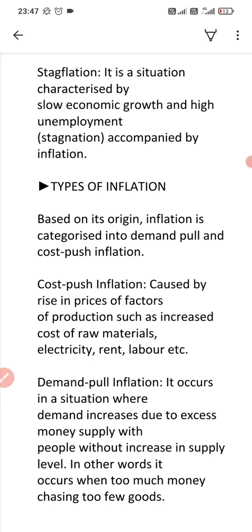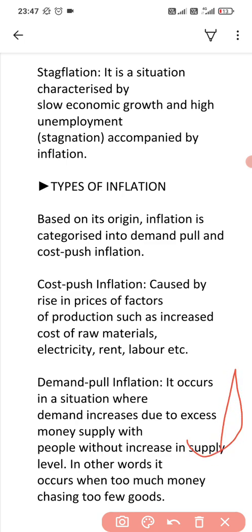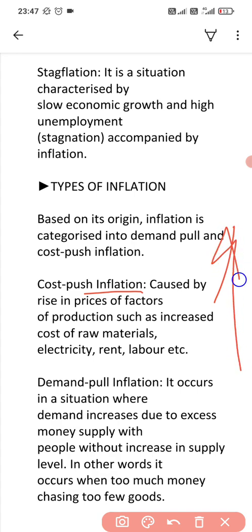Okay, now two more topics are left, that is types of inflation. With types of inflation, we need to see that there are two types of inflation. One is cost push inflation and second is demand pull inflation. So when does this cost push inflation take place? This cost push inflation is caused by a rise in prices of factors of production.